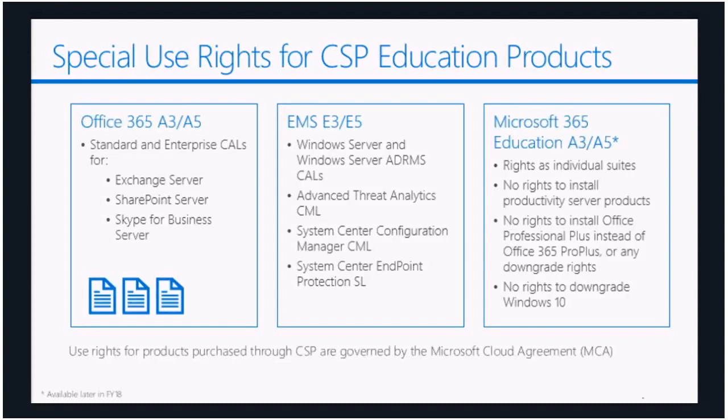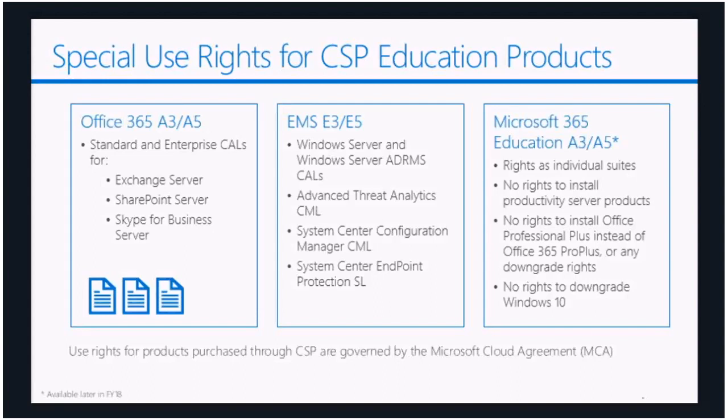So Windows Server, Advanced Threat Analytics, there we go, got my words out, SCCM, and System Center Endpoint Protection as well. So you get some CALs that will allow you to manage those things. And if you buy the 365 bundle, then of course you get the first two.